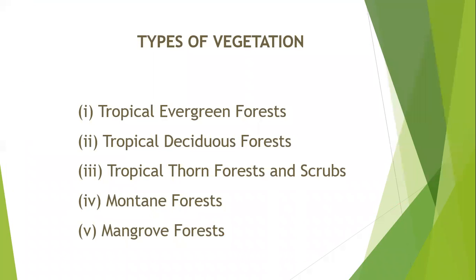These are the 5 types of vegetation: tropical evergreen forests, tropical deciduous forests, tropical thorn forest and scrubs. It should be shrubs, I'm sorry. Tropical thorn and shrub forest, montane forest, and mangrove forest.